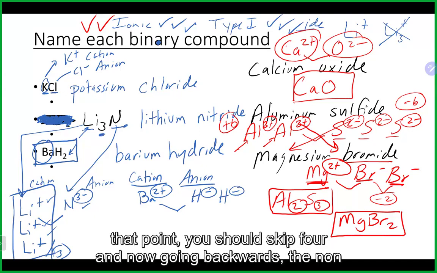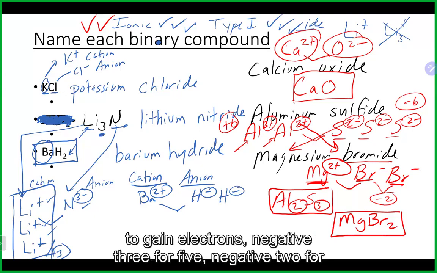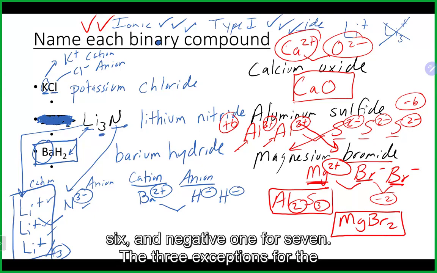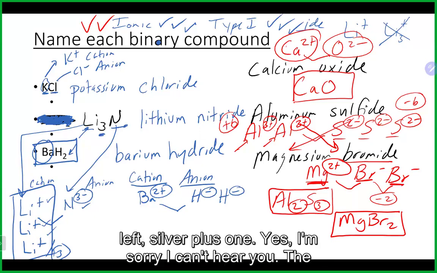At that point, you should skip 4, and now going backwards, the non-metals up on top, which will be negative because they're going to gain electrons. -3 for 5, -2 for 6, and -1 for 7. The 3 exceptions for the transition metal region: zinc and cadmium +2, hang a left, silver +1.